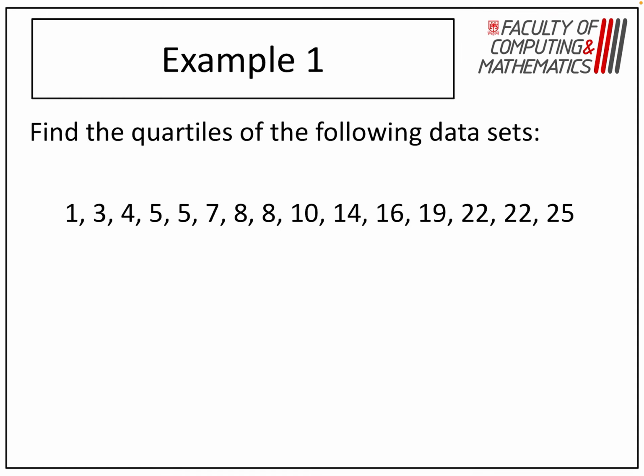So an example here, if I work through it: find the quartiles of the following data set. We've got 1, 3, 4, 2 5s, 7, 2 8s, 10, 14, 16, 19, 2 22s, and 25. The first thing I need to do is find the median. That's always going to be the first thing to do. So if we cross off, our median here is going to be 8.